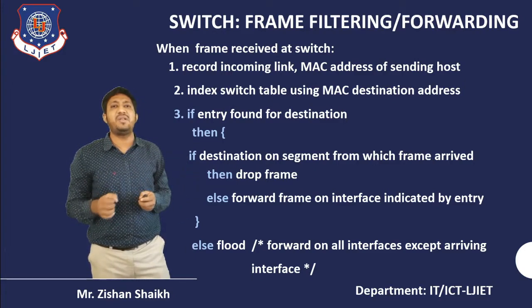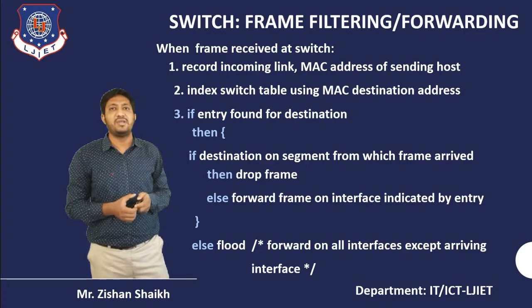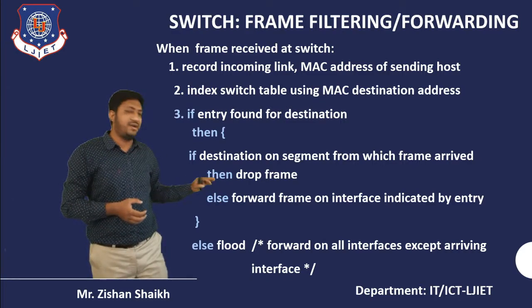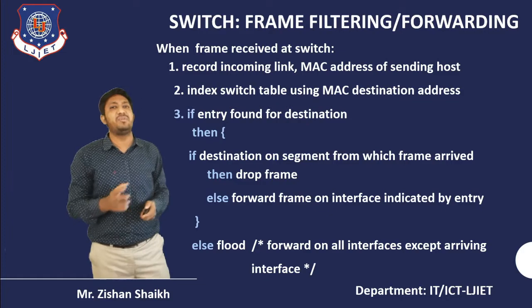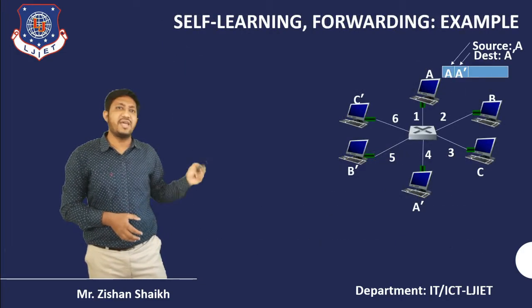In response, instead of flooding, it will generate a single cast, that is, a unicast message. After receiving that, it will maintain the entry in the table, and from that it will give the response. So let's understand all these steps with the help of this example.